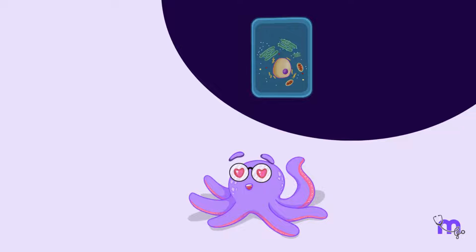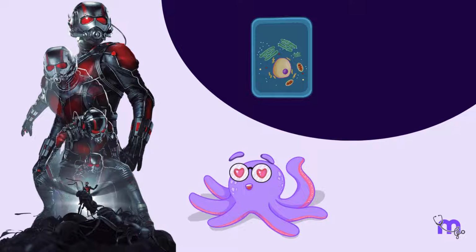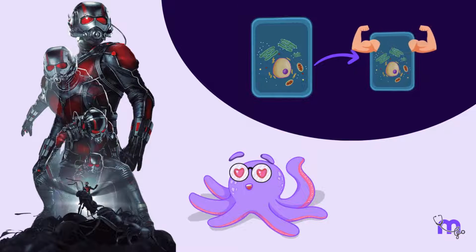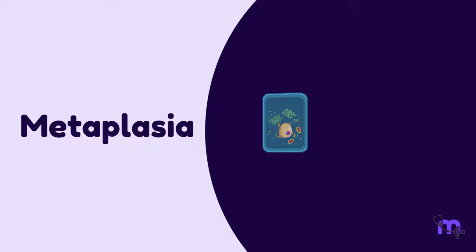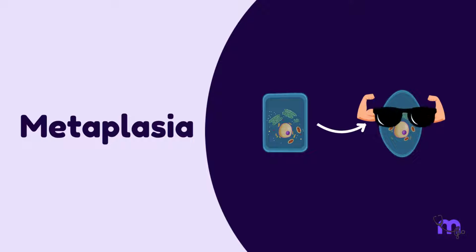An interesting comparison would be to Ant-Man. When he shrinks in size, his strength increases. With atrophy, the survival chances of a cell increase. The most drastic attempt of a cell to endure injury is called metaplasia. This is a change from one type of cell to another. It's like the cell is getting a makeover. When injury threatens its existence, it transforms into a tougher, stronger, and street-smart version of itself to survive.